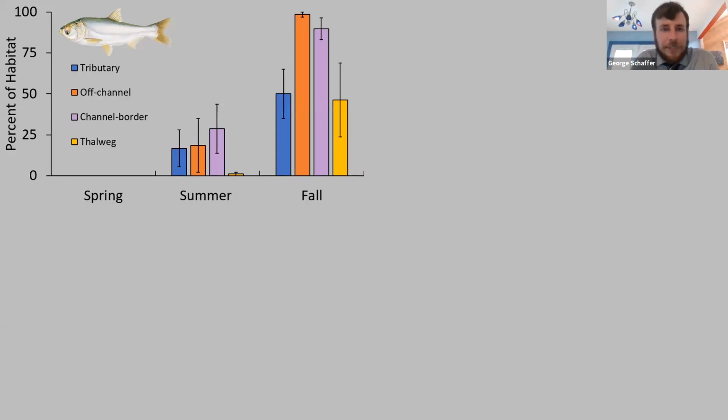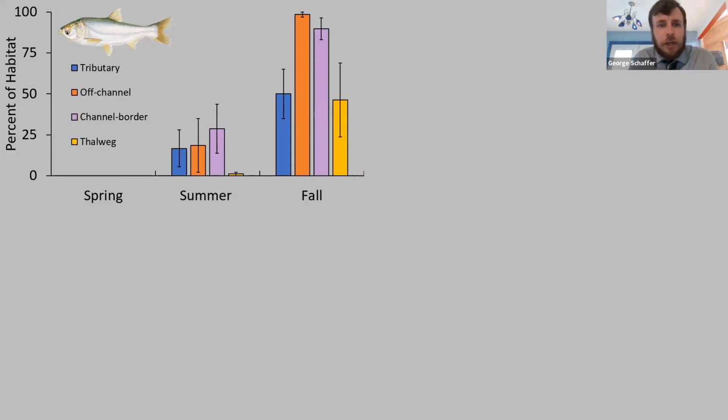We also grouped some habitat types together. The blue bars represent the tributary habitats, and that's both the Little Wabash and White River tributaries together. The orange bars are the off-channel habitats, which are the side channels and backwater habitats. The purple are the channel border habitats, which is the channel border habitat with the behind the sandbar habitat, and then the yellow is the thalweg habitat.